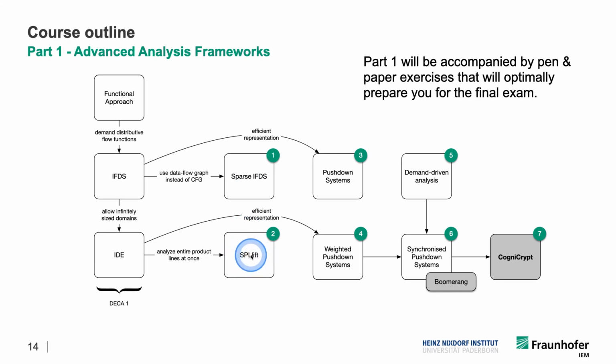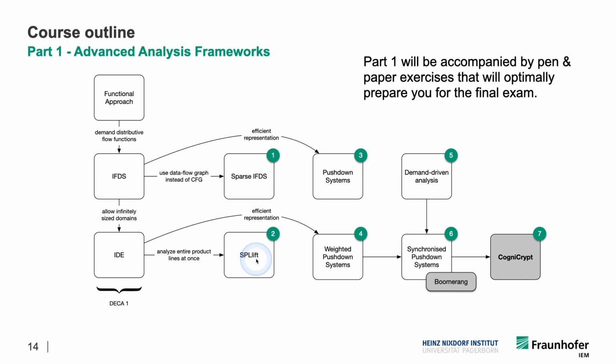Then the week after, I will be talking about SPL lift. So SPL here stands for software product lines. And SPL lift is basically an extension of the IDE framework that allows you to analyze a large number of multiple variants of the same program. So you could also say a software product line entirely at once. And we published this a few years ago. And I think it has some very interesting algorithmic properties. That's why I'm presenting it here.